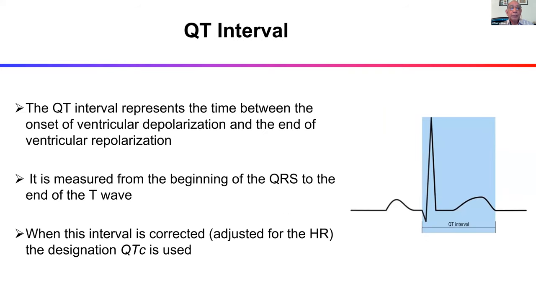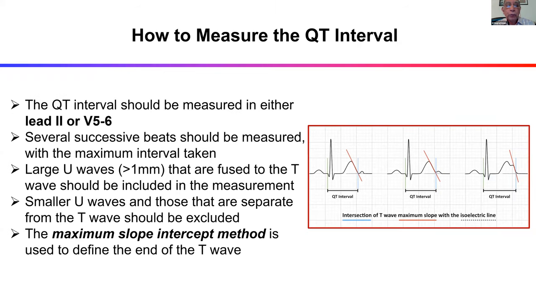The QT interval represents the time between the onset of ventricular depolarization and the end of ventricular repolarization. So it measures both aspects of the ventricular action potential, depolarization and repolarization, and is measured from the beginning of the QRS complex to the end of the T wave. When the interval is corrected, we call it QTc, by a certain formula which I will discuss later. So this is the way to measure the QT interval.